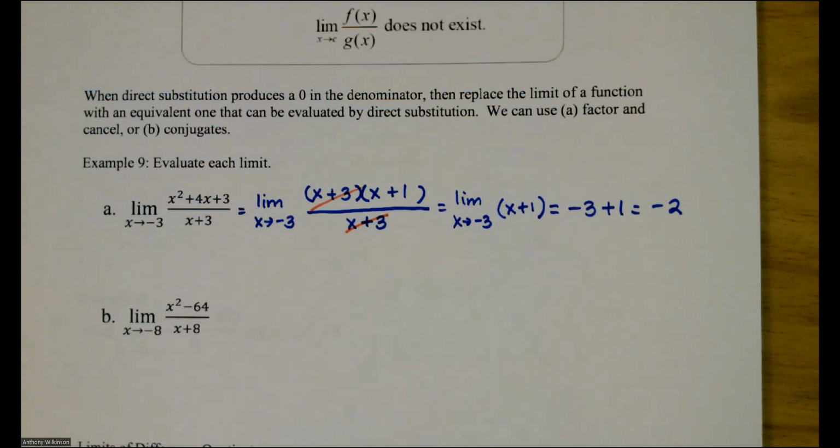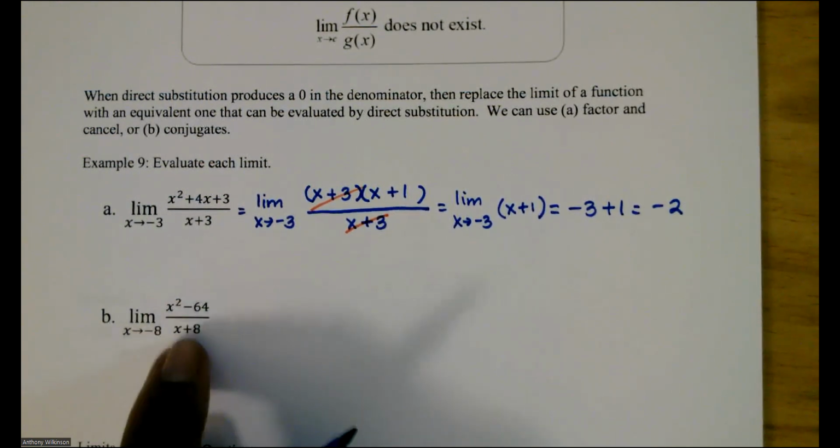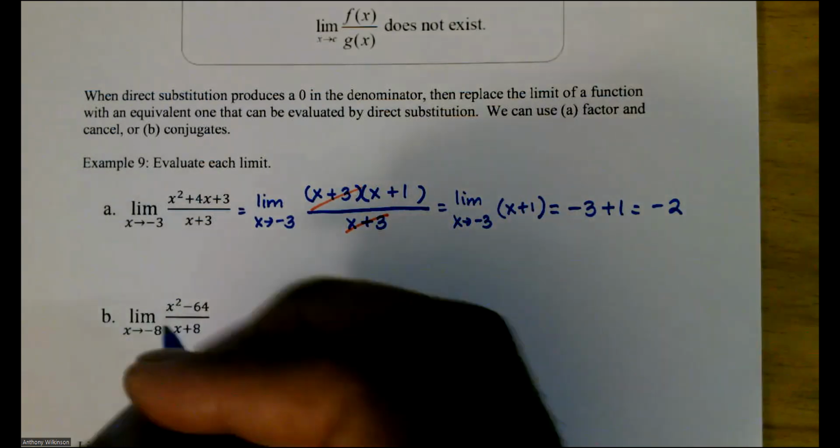All right, and part B is the limit as x approaches negative 8 of (x squared minus 64) divided by (x plus 8). Again, if you replace the x with negative 8 in the numerator and the denominator, you will get 0 over 0, indeterminate form. So again, we'll have to factor and divide out common factors here. So let's do that.